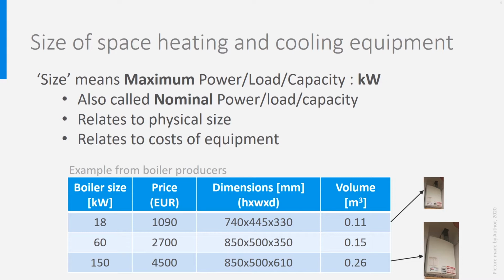To make this clear, I have chosen the example of gas heating boilers to show you their price and size depending on their nominal powers. Here left 18, 60 and 150 kilowatt. You can see that the price and dimension both increase with the nominal power.